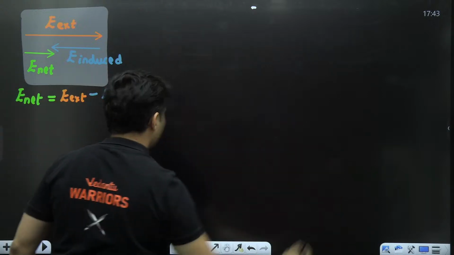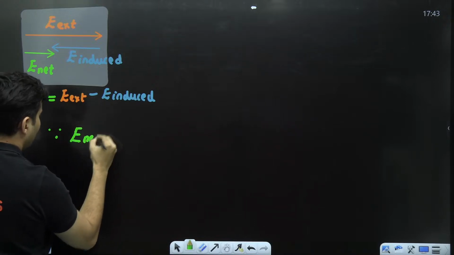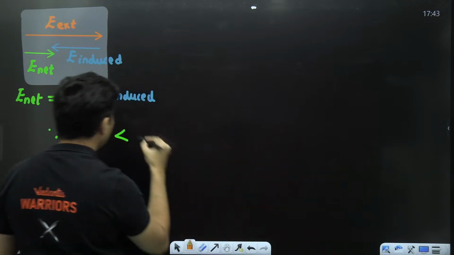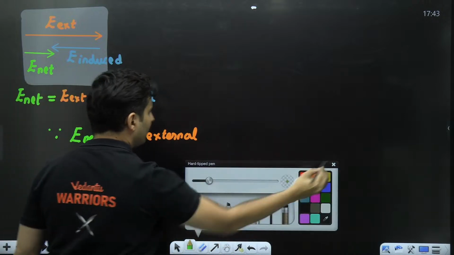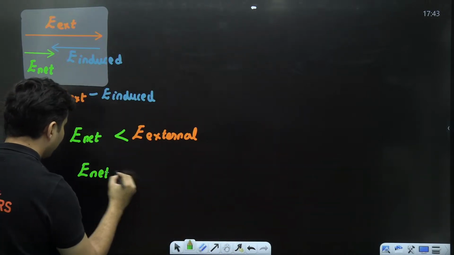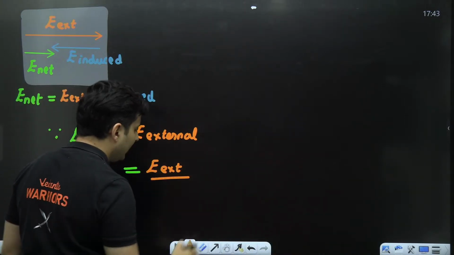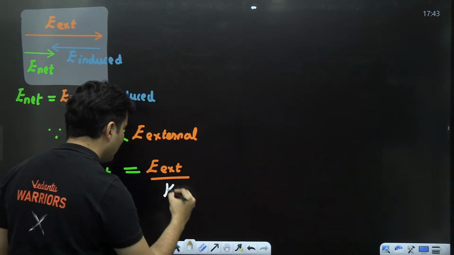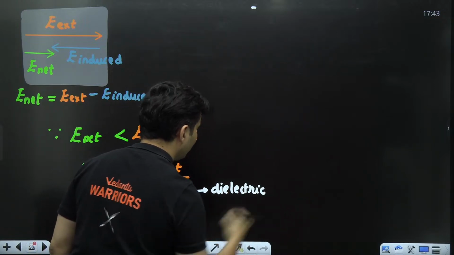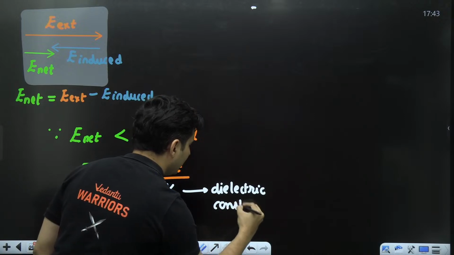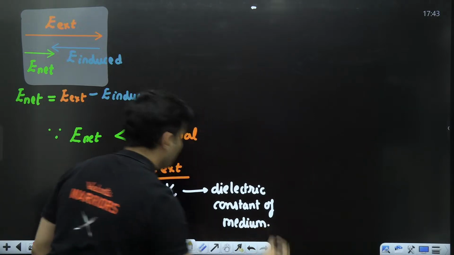Also, since the net electric field is always going to be less than your external field, there is a ratio which defines both of them. That net electric field is always going to be the external field divided by a number over here, K. This K is called the dielectric constant of the medium.